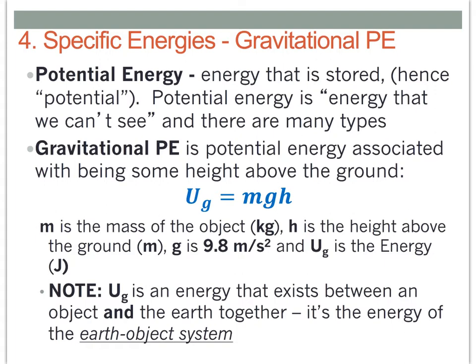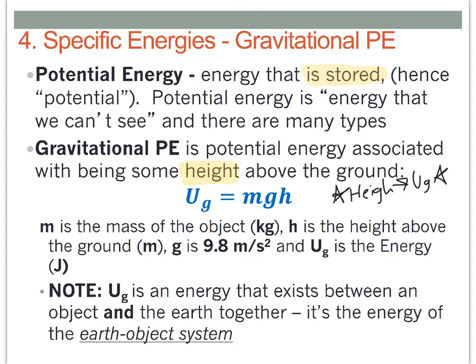Gravitational potential energy specifically is the energy that results from an object being some height above the ground. And that's going to be the key for gravitational potential energy, is that we have a height. All right, so from now on, when we're in energy world, anytime you see something having a height, that's immediately going to indicate to you that it has gravitational potential energy.